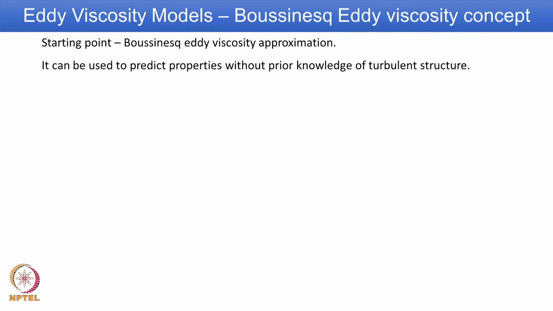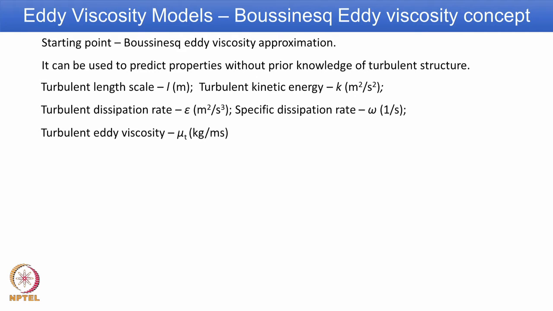The starting point for all the turbulence modeling is the Boussinesq eddy viscosity assumption. It is used to predict properties without having to know any prior knowledge about turbulent structure. Now, let us define some more quantities, what is known as a turbulent length scale. We use letter L and it has a unit of meter.